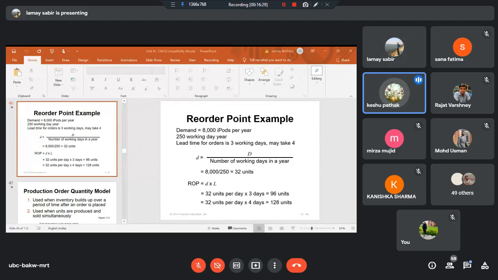Sir, small d is also reorder point. ROP is also reorder point. Small d is not the reorder point. Small d is the demand per day. That is daily demand.